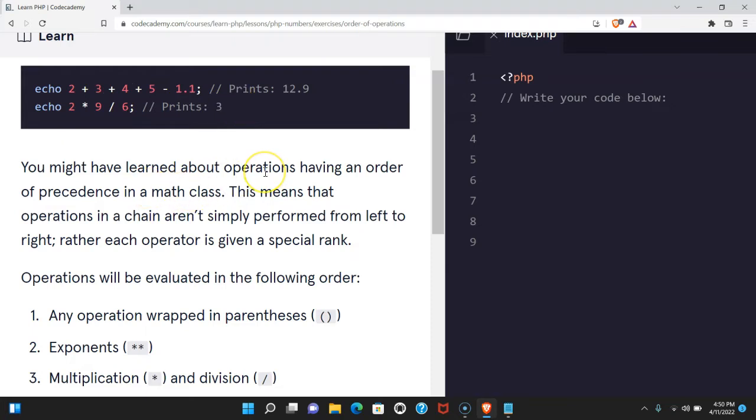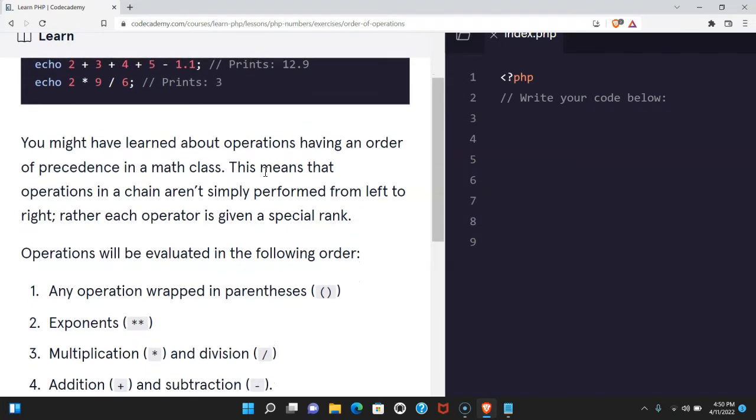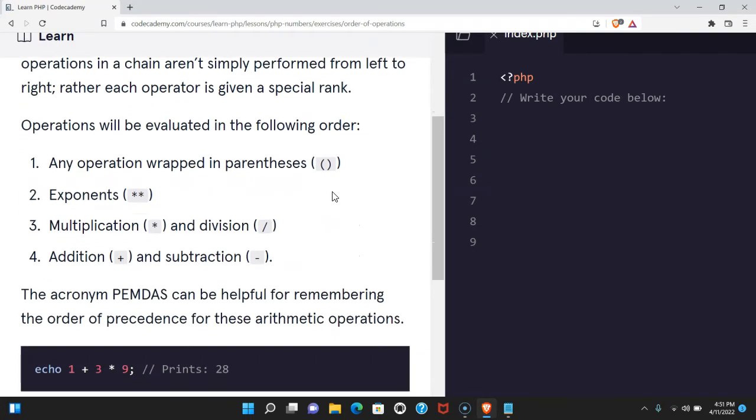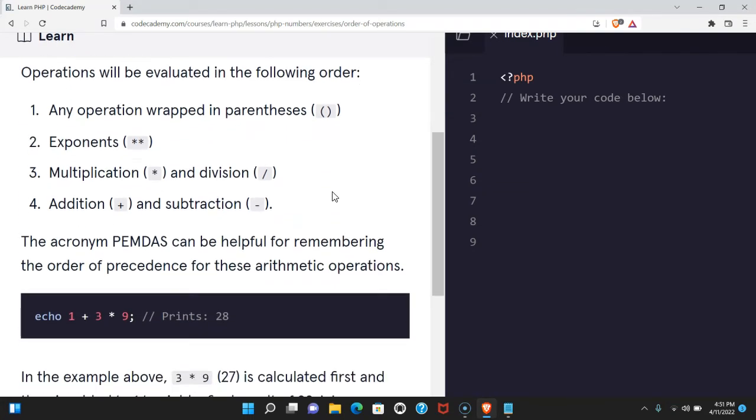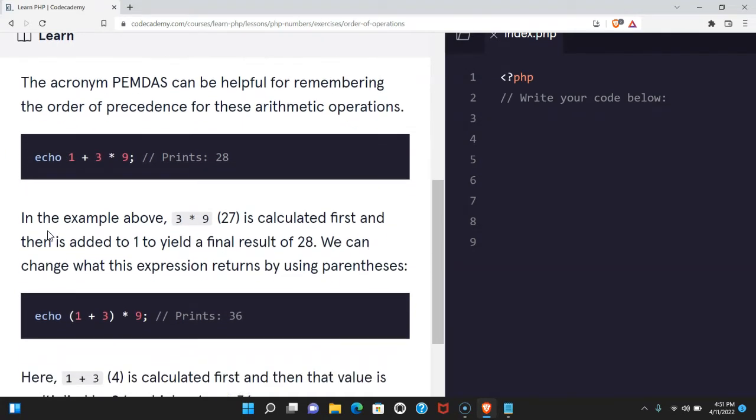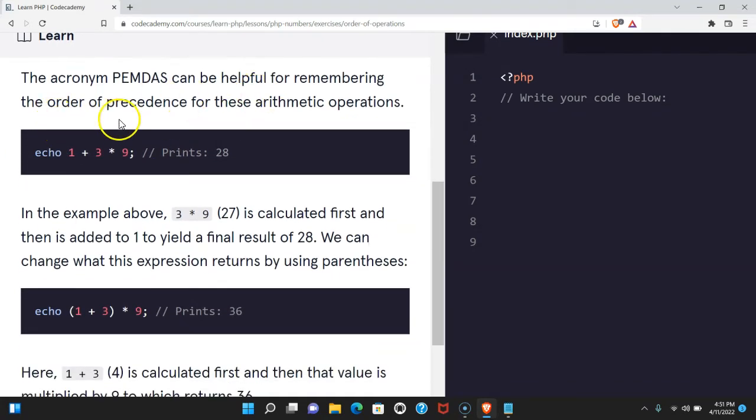You might have learned about operations having an order of precedence in math class. This means that operations in a chain aren't simply performed from left to right; rather, each operator is given a special rank. Operations will be evaluated in the following order. First, any operation wrapped in parentheses. Second, exponents. Third, multiplication and division. Fourth, addition and subtraction. The acronym PEMDAS can be helpful for remembering the order of precedence for these arithmetic operations.